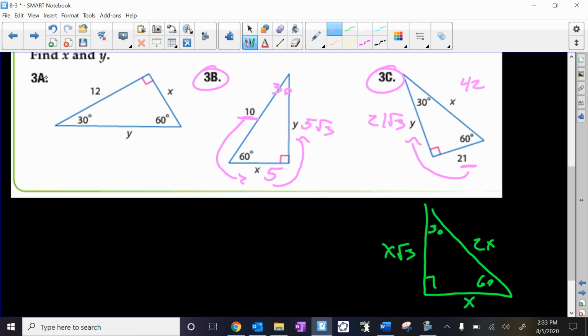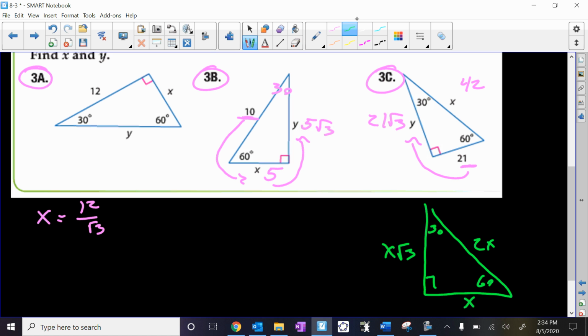And then finally, 3A. This one's probably the hardest one of them all. They give me the long leg, which is across from 60, as 12. Remember, we always need to get to the side length that is across from the 30. So we need to find X first. In order to find X, we're going to go from the long leg to the short leg. So we're going to divide by the square root of 3. So I'm going to take 12 divided by square root of 3.